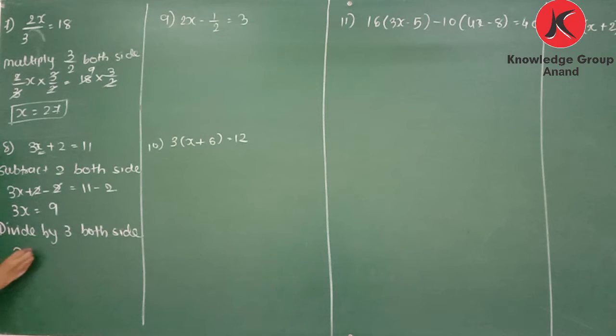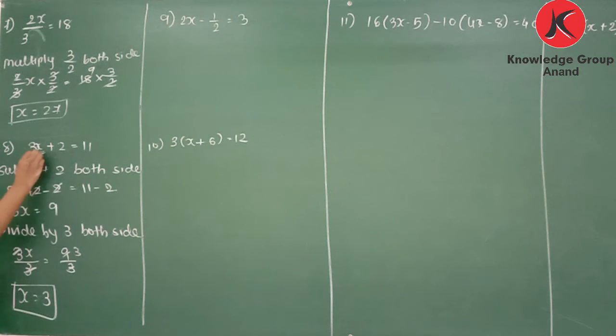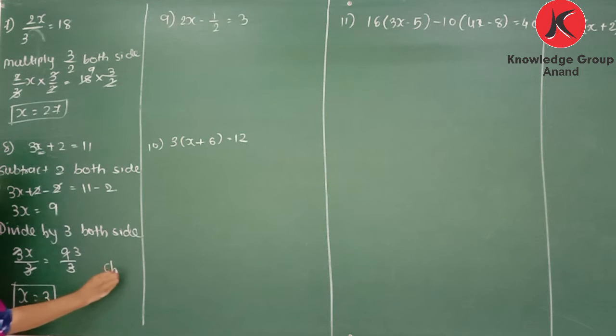So we can write 3x by 3. Why? Because 3 is in a multiplication. 9 by 3. So 3 cancel. Here we can write 9, 3s are 9. So x is equal to 3. Again you can check your answer by writing here value of 3.